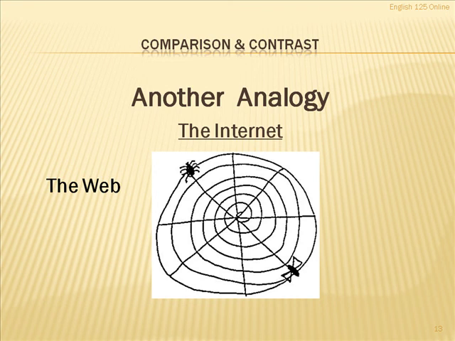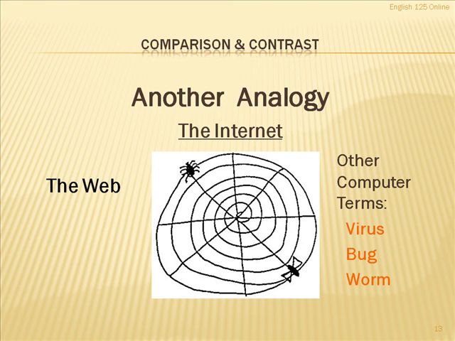It's different than that. However, computers have spawned other terms that are also analogies, and some of these are very common to you. For example, we use terms like virus and bug and worm. Well, when you say my computer has a virus, you mean it's sick? It's got a cough, it's got a runny nose? I mean, of course not. That's ridiculous. But we understand that viruses make you sick. And if your computer has a virus, it's, if you will, sick. It doesn't work right. It's not working the way it should.